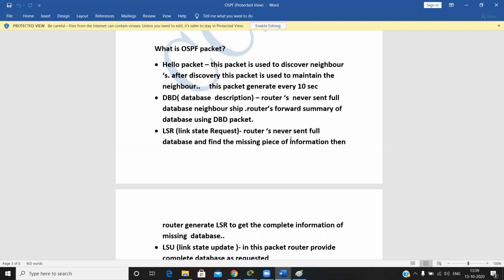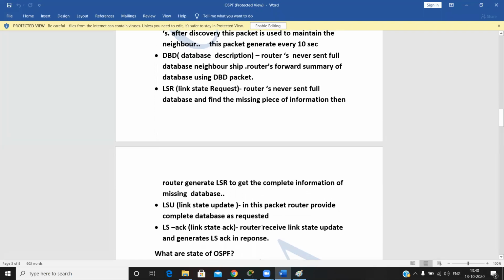When the neighbor receives the DBD packet, the router finds the missing pieces of information. If after that he wants to know something about me, like hello Ankit, where are you from, what do you do, what is your qualification, then he can send me an LSR, link state request. The router generates an LSR to get the complete information of the missing database.